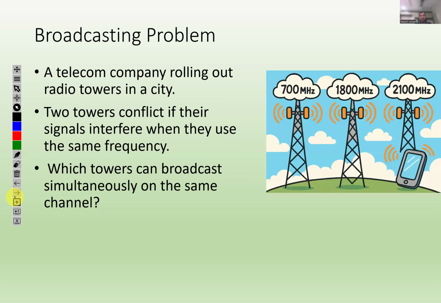Good. So let me start with a very practical sounding problem, which is the following. You have multiple telecom towers to be set out in a city, right? And 2 towers are going to conflict if their signals interfere when they use the same frequency. So for instance, you may want that towers that are close by should for some reason use different frequencies, right?